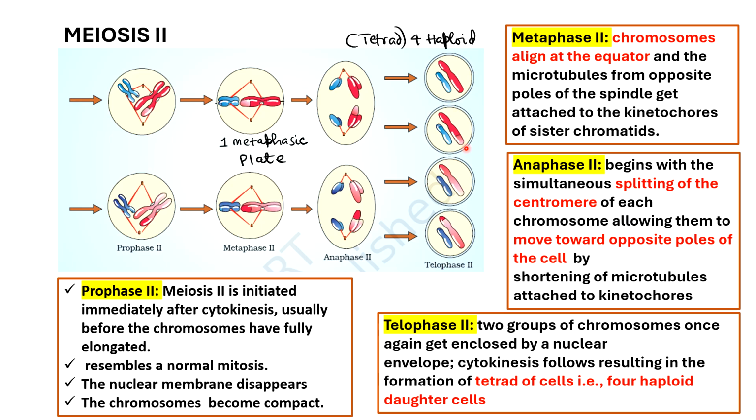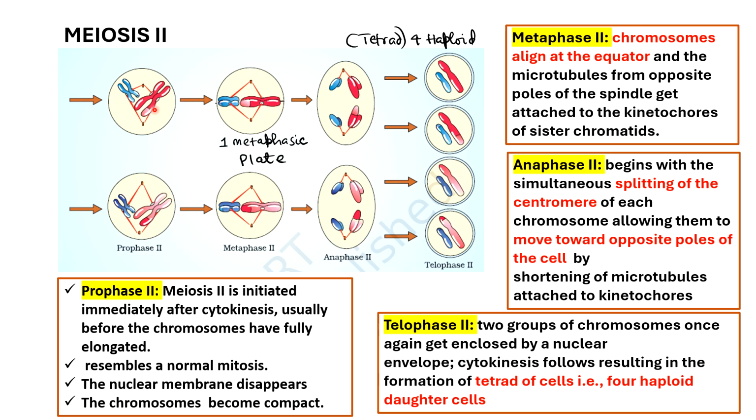See, 4 cells are being resulted. This is one cell which was produced by meiosis 2. This is the second cell. Sorry, this is the first cell which was produced in meiosis 1. This is the second cell which was produced in meiosis 2. Both had 23 chromosomes, right?